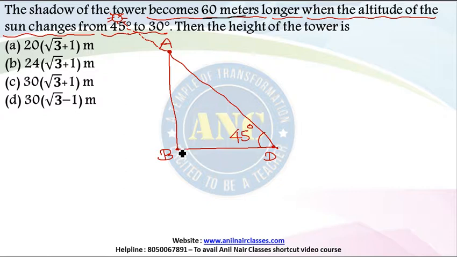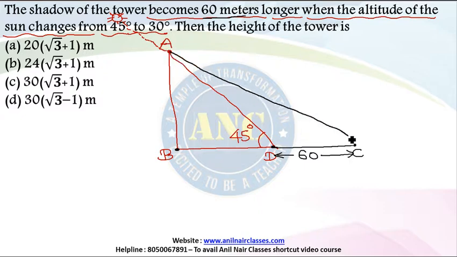That means earlier the shadow was only BD. Now the shadow will extend to DC, and this DC value is the extra 60 meters according to the question. The angle of depression of the sun now becomes 30 degrees. This is the meaning of the question. I believe you are able to understand it. Then find the height of the tower. This particular height AB is what I am interested in finding.